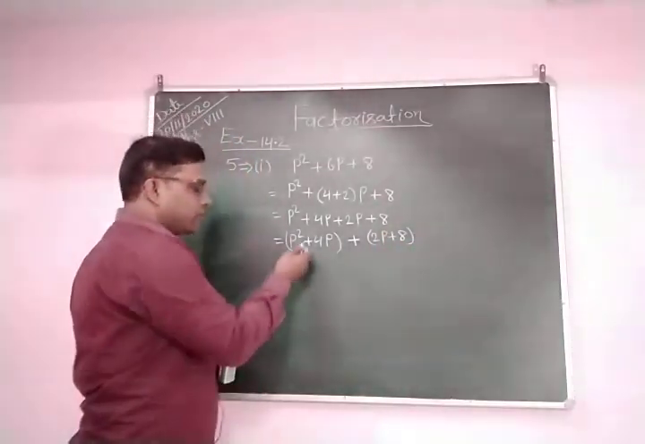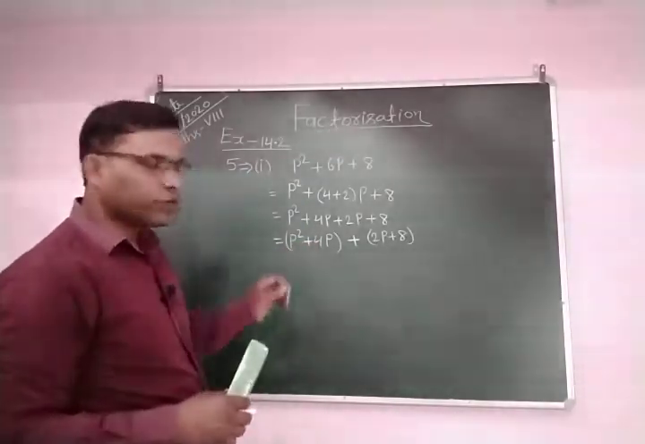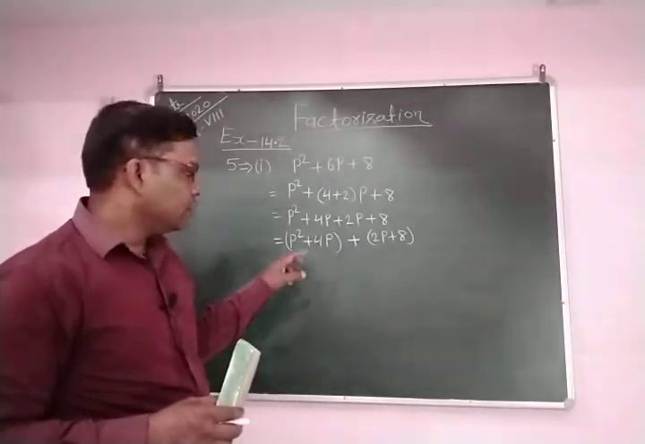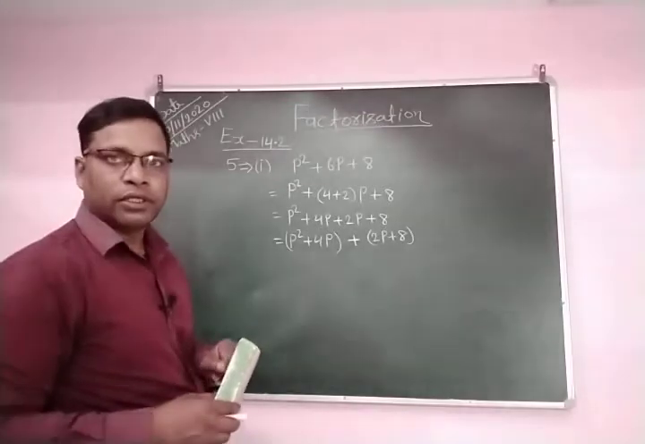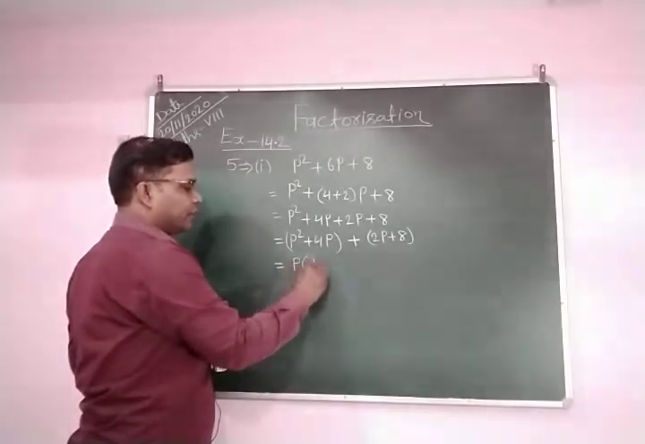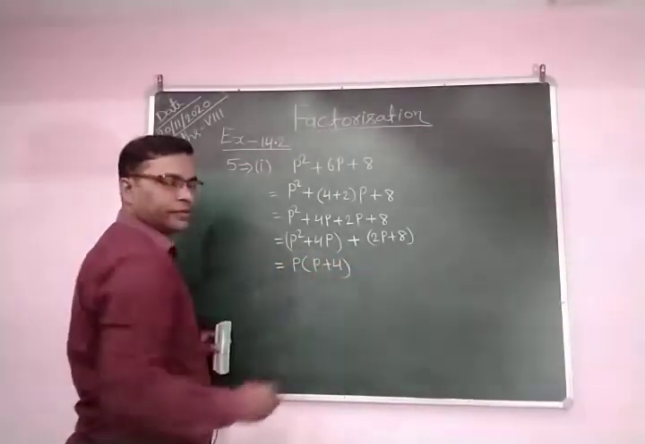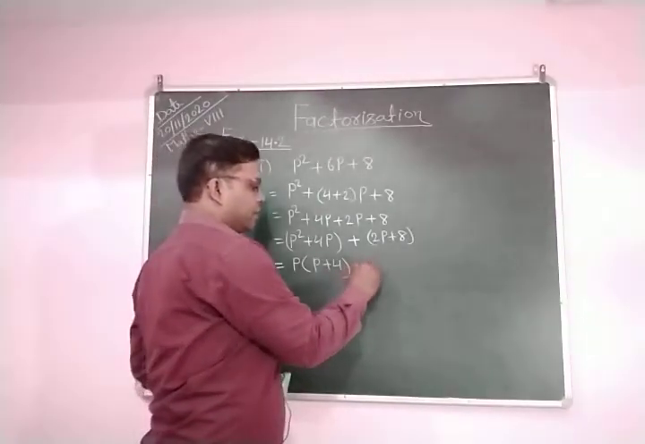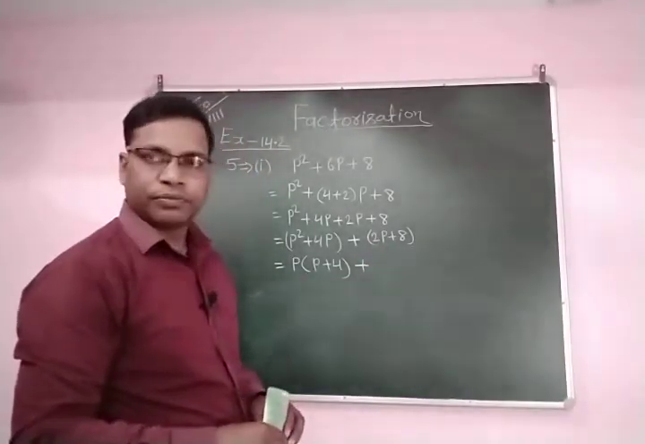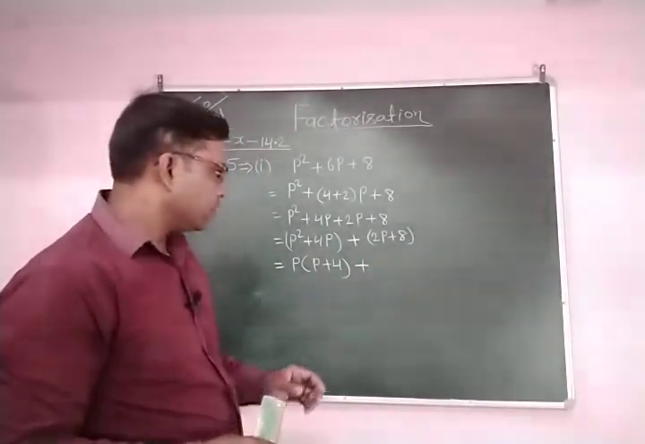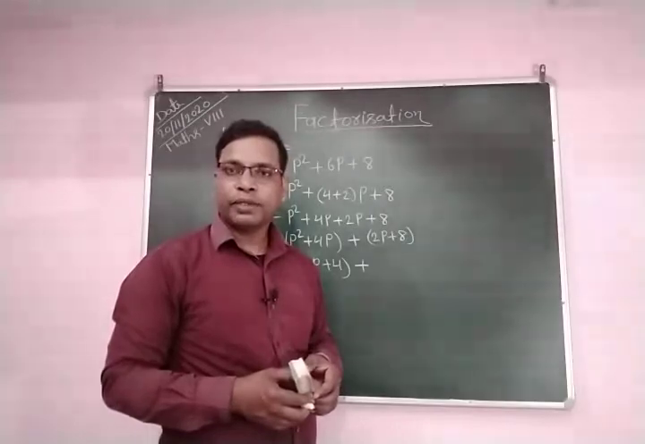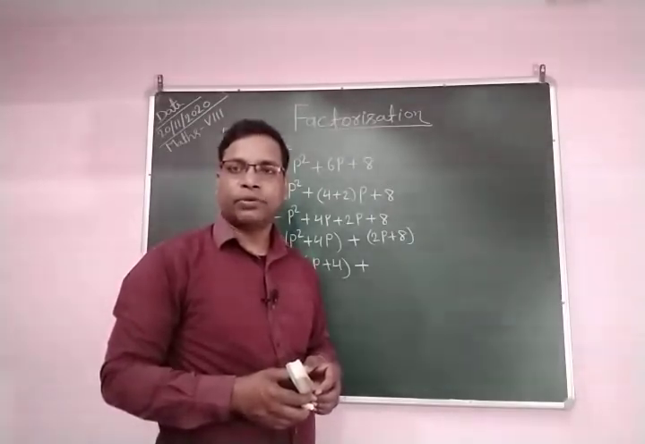Clear? So what is common here? You can see p square means p into p, and 4p means 4 into p. So in both terms of the first group p is common. When you take p common in the first group, you get p into (p plus 4). Clear? Now plus, what do you see in the second group? 2p plus 8. What is common in the second group? 2 is common, because 2p means 2 into p, and 8 is 4 into 2.